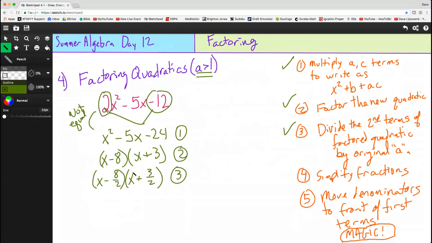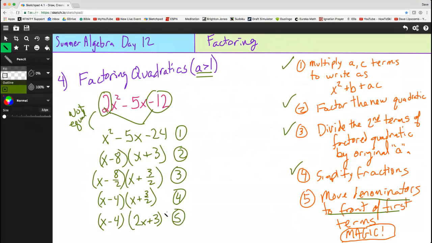Now we simplify our fractions. This is step 4. So we say x minus 4, and this one's already simplified, x plus 3 halves. Now, if there are any fractions left, you move the denominators to the front of the first terms. This one doesn't have any fractions, so we go x minus 4. And this one does, so we take that 2 and move it in front of the x like this. 2x plus 3. And magic, you have the answer.